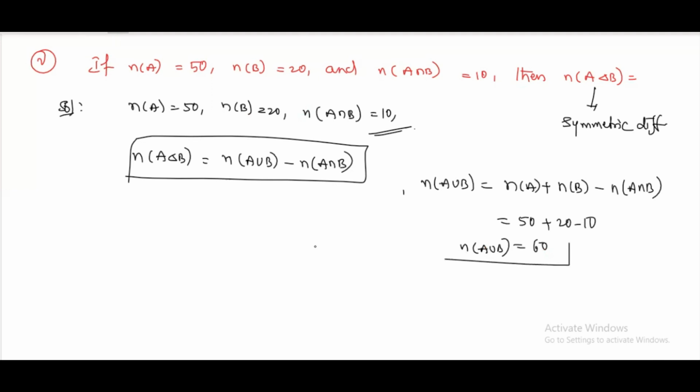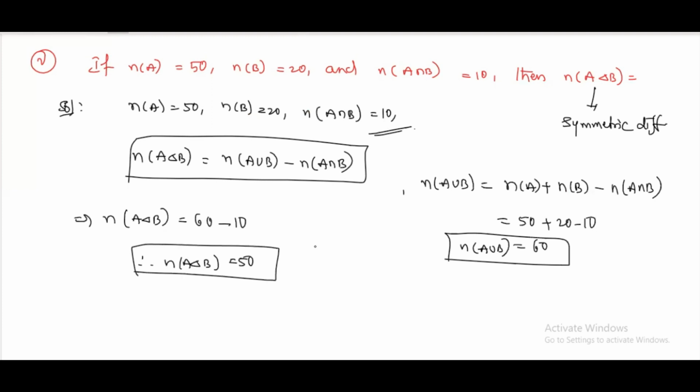So we will substitute that in the formula here. We get the symmetric difference of A, B is 60 − 10. Therefore, n(A Δ B) is 50. So this is the way we can solve this question. So let's see the third question.